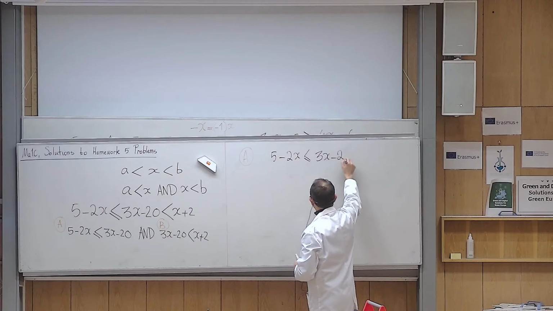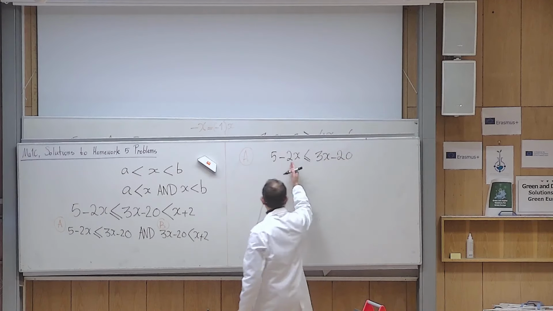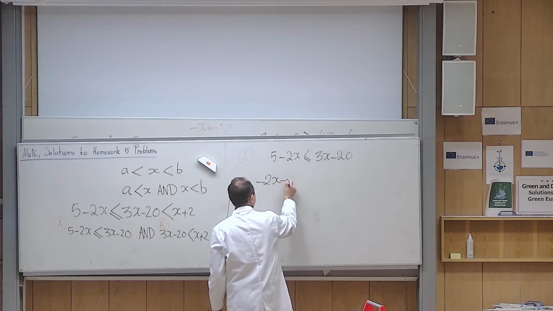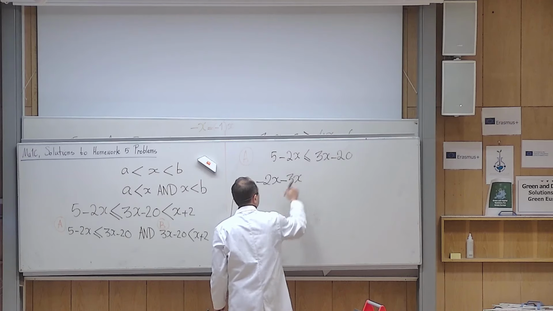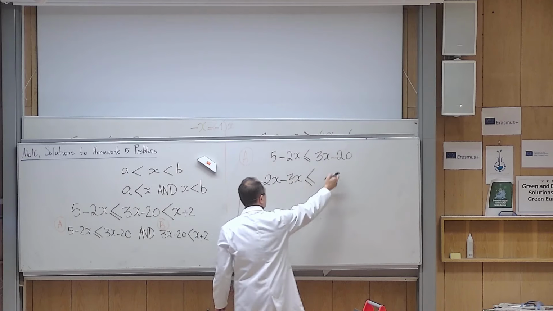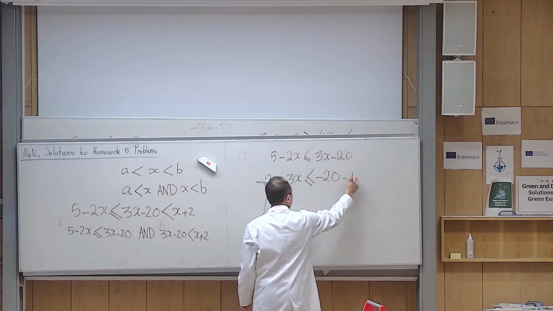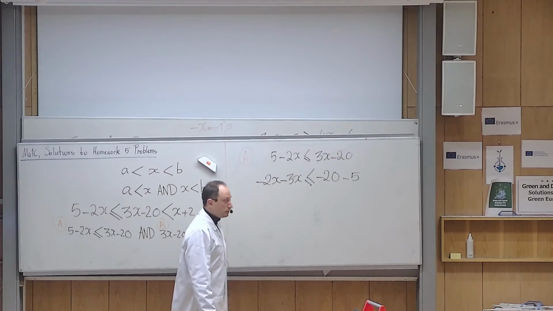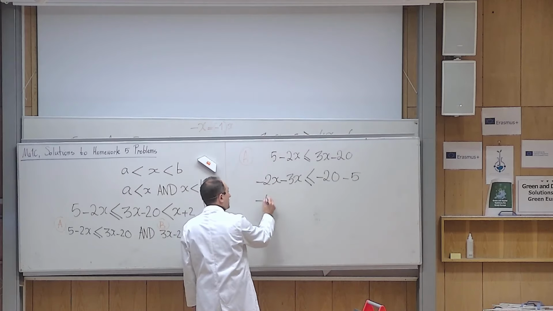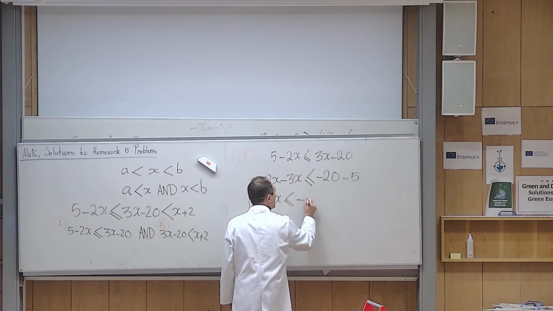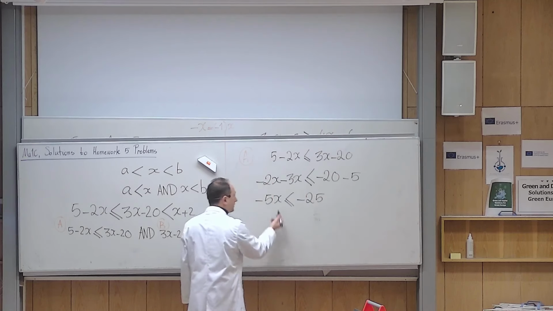3x minus 20. So I keep minus 2x on the left. I move 3x to the left. It becomes negative. This one I keep. Minus 20 I keep. I move 5 to the other side. It becomes minus 5. And then this one and that one is minus 5x, less than or equal to, this becomes minus 25.